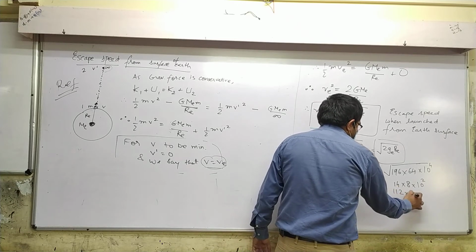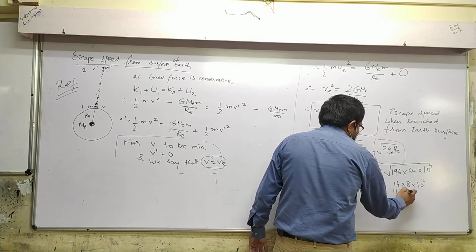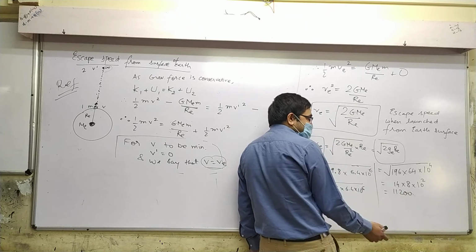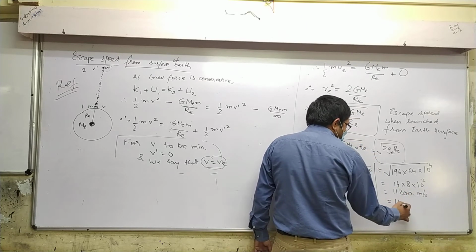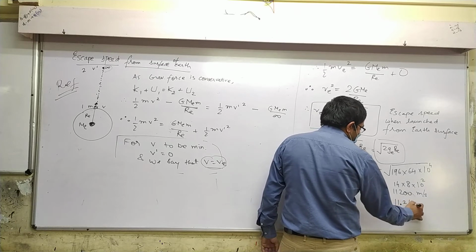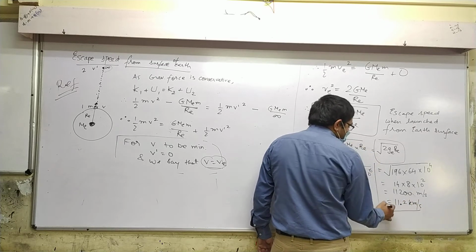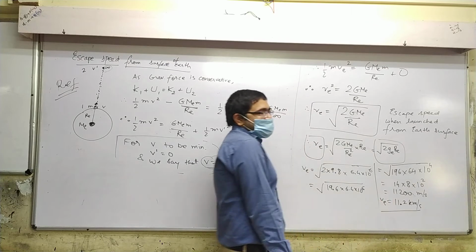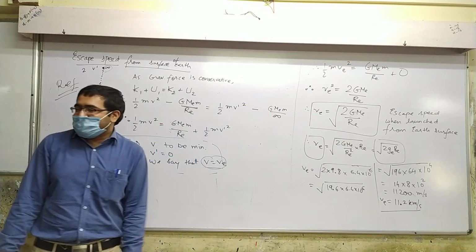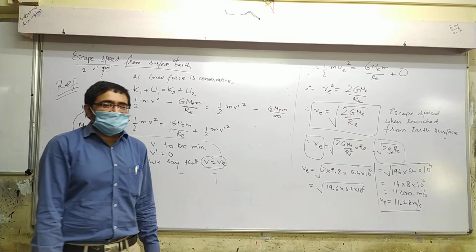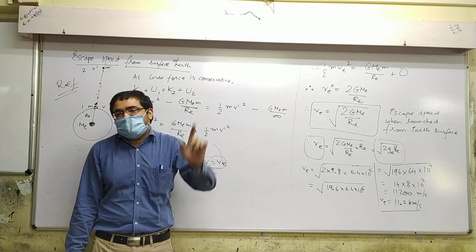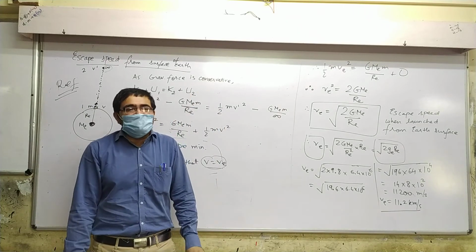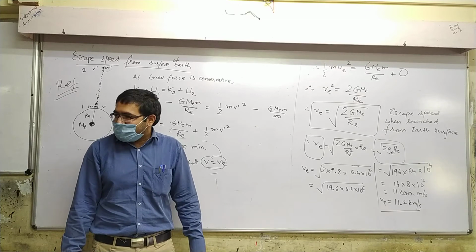112 into 10 raised to 2, that is 11200 units. What unit? Meter per second, or in short 11.2 kilometer per second. You are stuck with physics. You need to throw it with a speed of 11.2 kilometer per second.